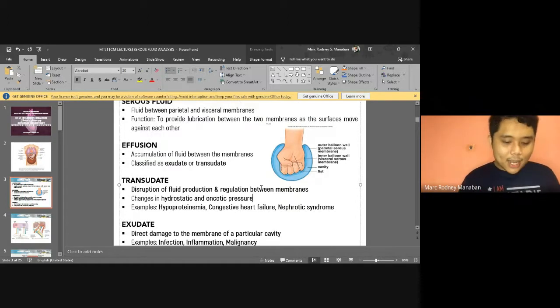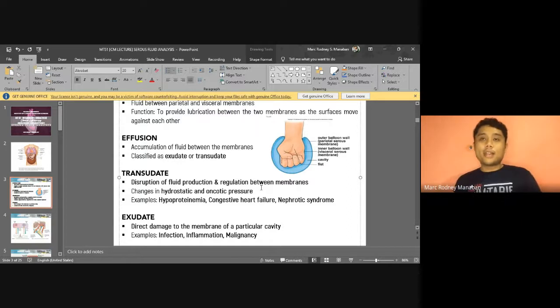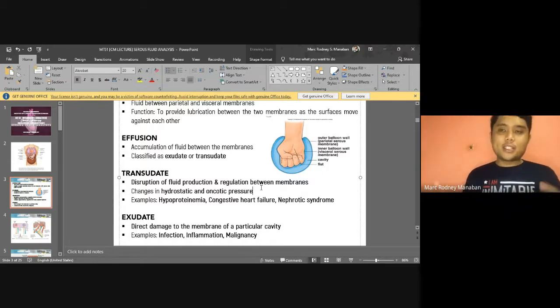Whereas in an exudate, the problem is the membrane itself is damaged, no? There's a membrane defect, your capillary membranes are damaged, all right? Therefore, the fluid moves into your cavity, and they build up in the cavity. Therefore, they created an effusion, all right? So examples are infection, inflammation, and malignancy, because they increase the permeability, all right, of the membrane, especially your capillaries. So therefore, the fluids leak from the capillary into the cavity, and that's an exudate.